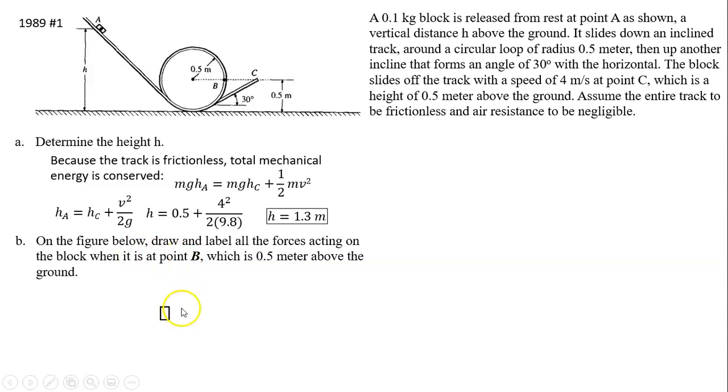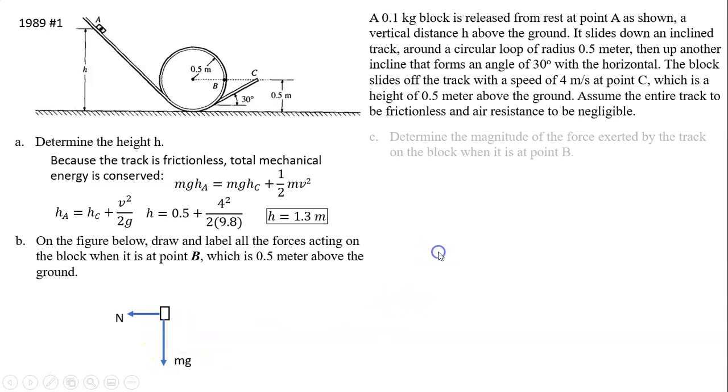Next one: on the figure below, draw and label all the forces acting on the block when it is at point B. At point B, there's definitely the gravity force, and also the track is pushing it to the left. So there are two forces. The track pushing the block is what we call the normal force. The other one is gravity.